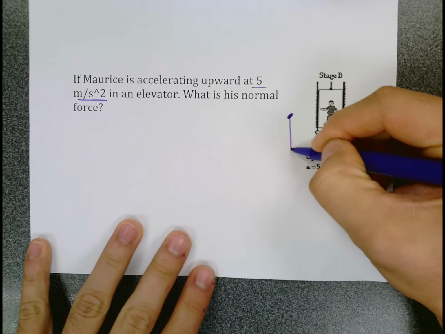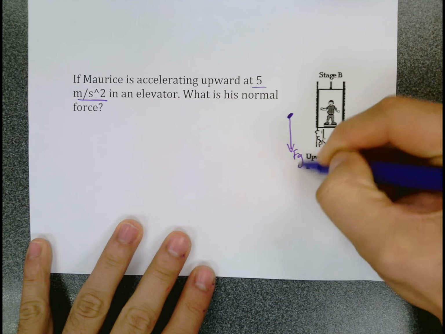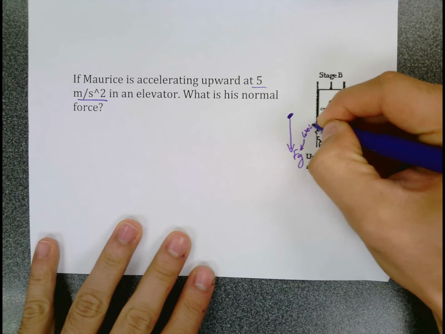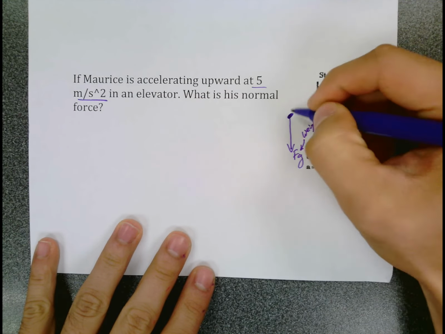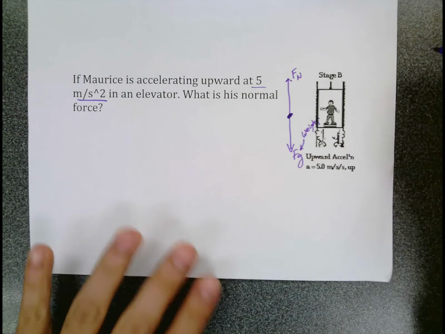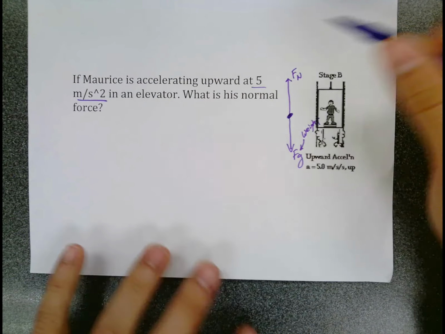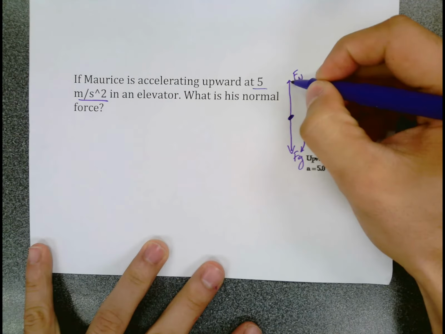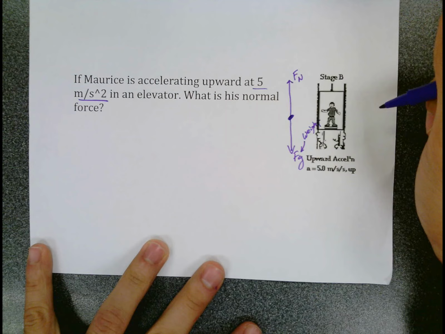Going down, we would have the force of gravity, which is also another word for weight. In the opposite direction, we would have his normal force, Fn. In this case, Maurice is accelerating upward, so you would expect this upwards arrow to be bigger.